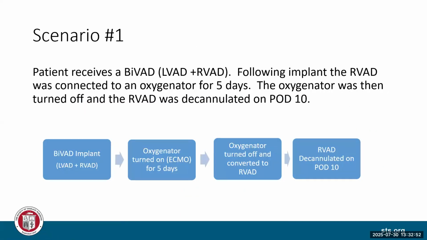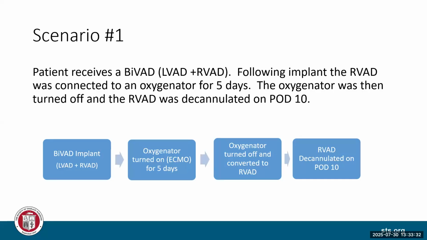Okay, scenario 1. Patient receives a BIVAD in the OR. So one OR visit, they had, we'll call it HeartMate 3 and a Centramag put in. Following implant, the RVAD was connected to an oxygenator for 5 days. So at that time, right now, your patient, you'll see they have the implant form completed with LVAD plus RVAD, BIVAD. So now the oxygenator is attached to our Centramag.